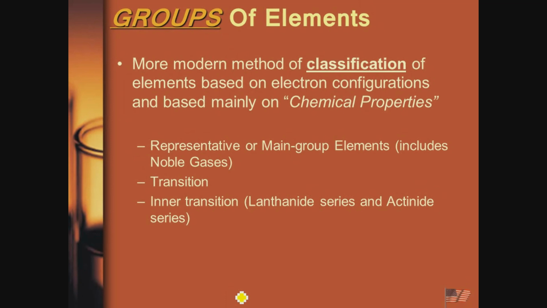We talked about groups being one way to look at it, based on chemical properties. What is involved in chemical properties is the electrons. So elements that have similar numbers of electrons are going to have similar chemical properties. There are 3 main groups that we talk about. The representative or main group elements, which includes the noble gases; I'll tell you what that is in a second. The second is the transition elements. And finally, the inner transition elements, also known as the rare earth metals.